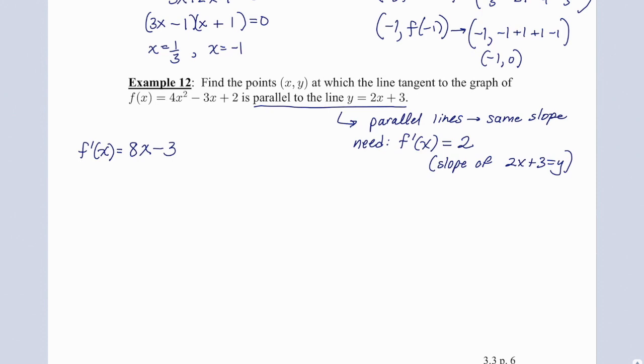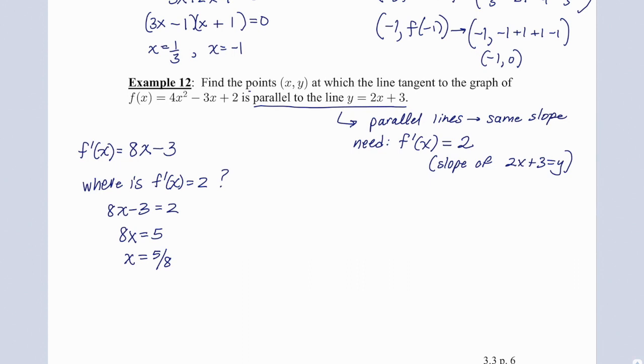So that's the derivative at any point, right? And we want to know where the function is parallel to 2x plus 3. So where is the derivative equal to 2? So that's our question, and that would mean 8x minus 3 is equal to 2. And so we say, well, that's going to happen at, let's see, 8x equals 5. So x equals 5/8.